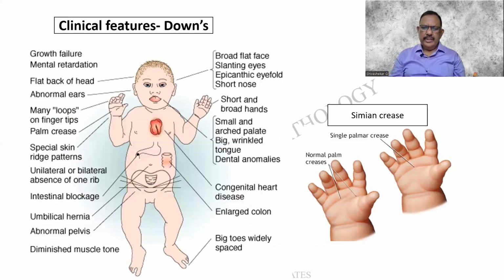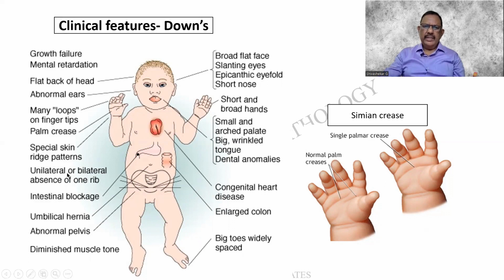The clinical features, a wonderful picture which I would like you to kindly appreciate. Obviously, there will be growth failure and mental retardation. Flattening of the occiput, or the back of the head. Abnormal low set ears. There can be many loops in the fingers. At the same time, there is a single transverse palmar crease.